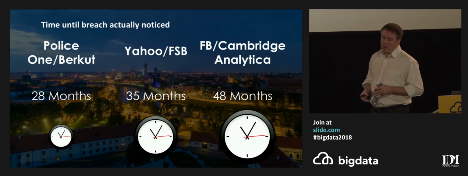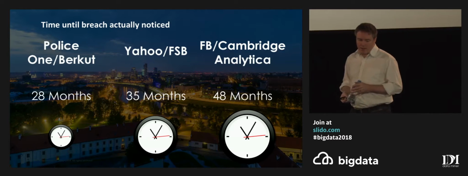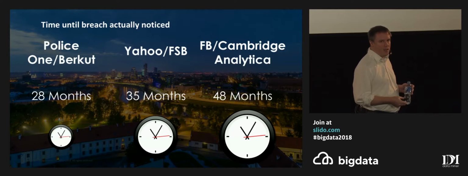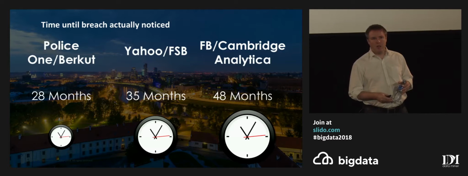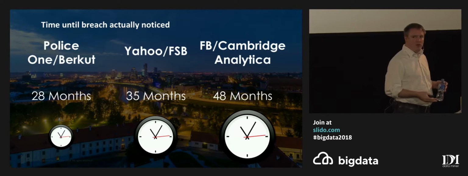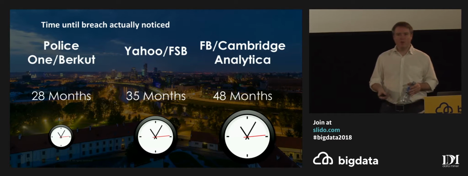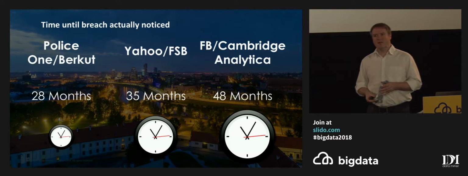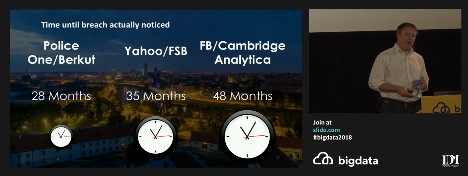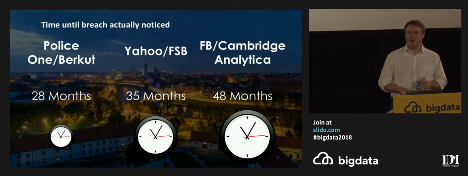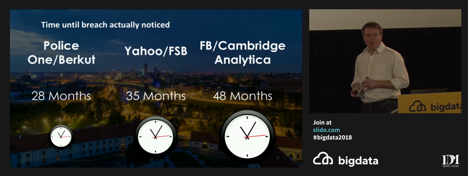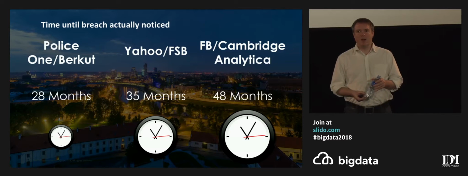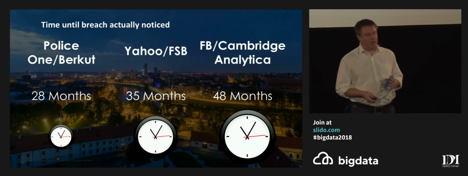Here are some other examples of breaches and the actual duration before they were properly detected. So Police One is a US system used by a variety of police forces and federal agencies containing home addresses, work locations, phone numbers of law enforcement officials, including FBI and other three-letter agencies. That was breached and wasn't detected for 28 months. The somewhat famous now Yahoo breach, 35 months before it was detected. You could argue that the whole Facebook Cambridge Analytica wasn't a breach in the traditional sense, it was more of a breach of trust. But you could also argue that they really should have known what was happening with their data, and they clearly did not.